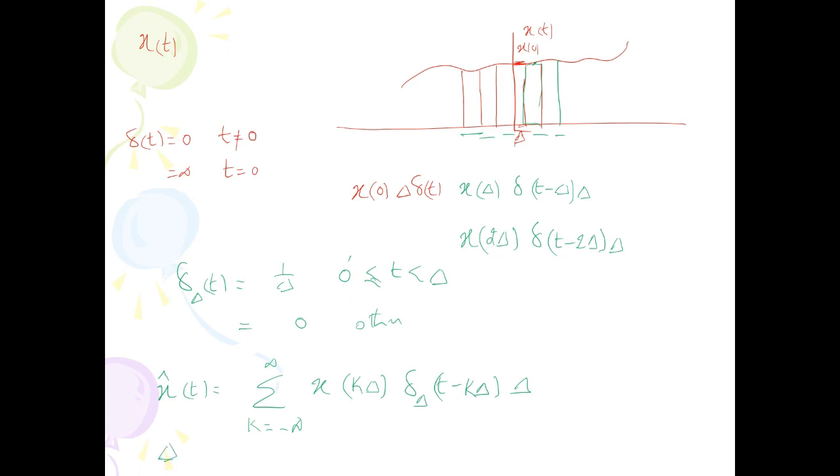As delta tends to 0, delta of t becomes infinite at t equal to 0, so this becomes the ideal impulse function. In this case, the summation becomes an integration. So x cap of t becomes my original signal x of t, the summation becomes integration, and k delta becomes tau, giving x of tau.